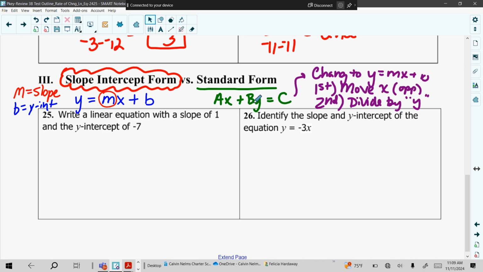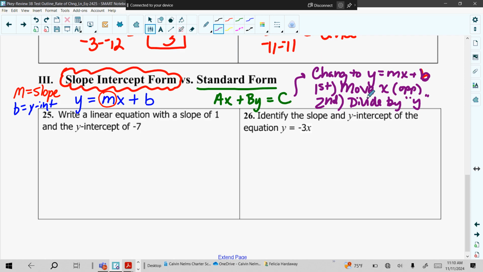So if it is in standard form, which is ax plus by equals c, please add this note. Change to y equals mx plus b. I need to fix that. That should be mx plus b. Change to the slope-intercept form by first moving the x, doing the opposite, and then dividing by the coefficient of y. We're going to have to understand these steps on the second page.